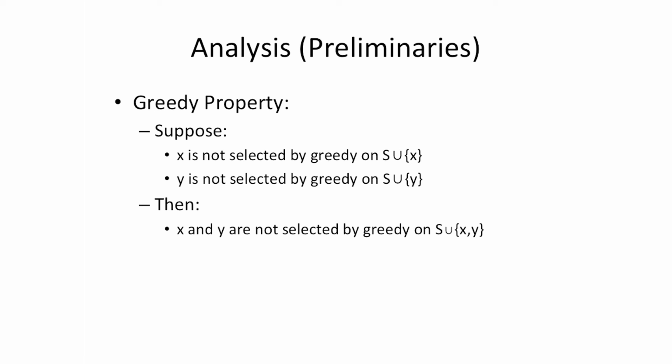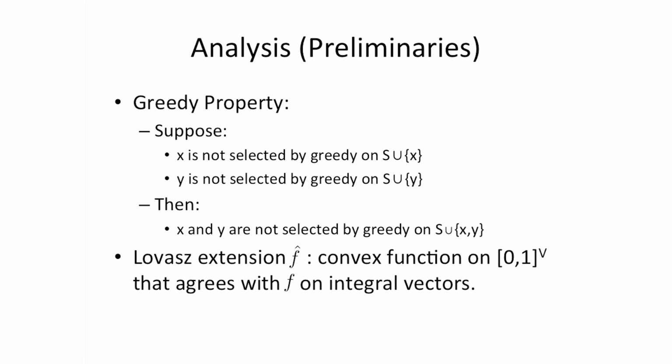And also we'll work with some fractional vectors. So the second thing that we use is the Lovász extension of a submodular function. You don't actually need to know the definition of this extension. All you need to know is that it's convex, and it agrees with the function on integral vectors. So it's just an extension of the function so that we can talk about the value of fractional vectors. Okay, so now let me give you a very brief sketch of the analysis.